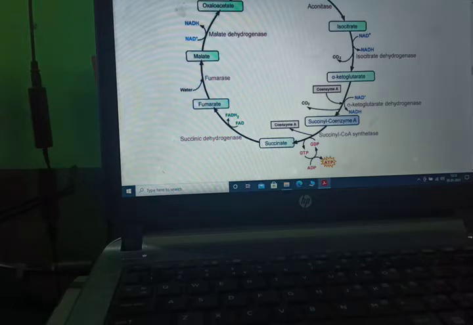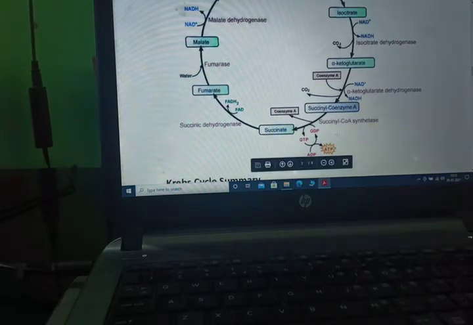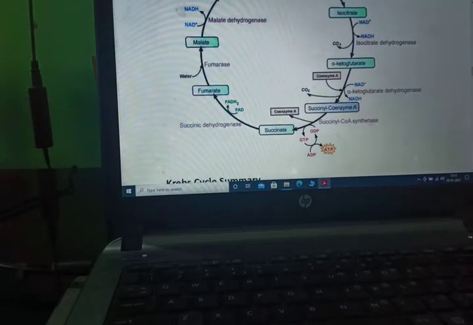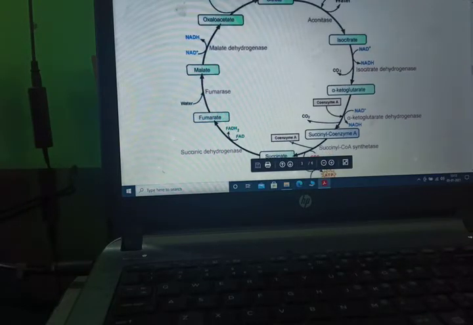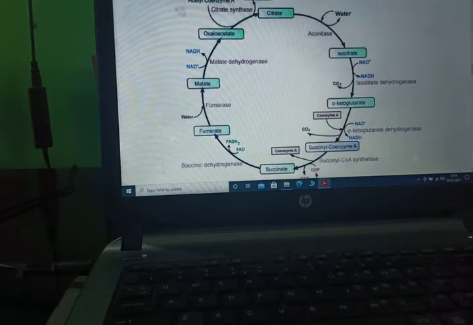Succinyl coenzyme A converts to succinate by releasing coenzyme A, GDP to GTP and ADP to ATP in the presence of succinyl coenzyme A synthetase. Succinate converts to fumarate in the presence of the succinic dehydrogenase enzyme. FAD converts to FADH2. Fumarate converts to malate in the presence of the fumarase enzyme by addition of water, and malate converts to oxaloacetate in the presence of malate dehydrogenase, releasing NADH from NAD+. Oxaloacetate then converts to citrate.